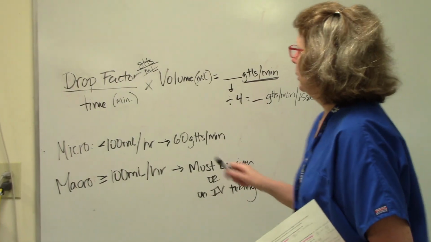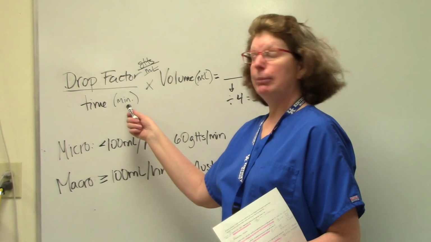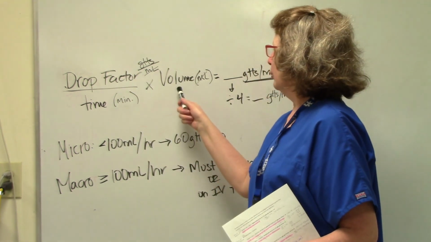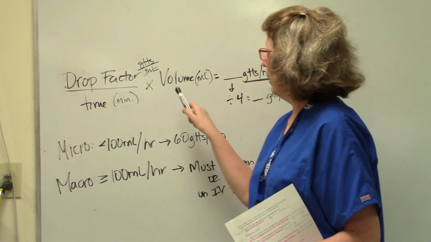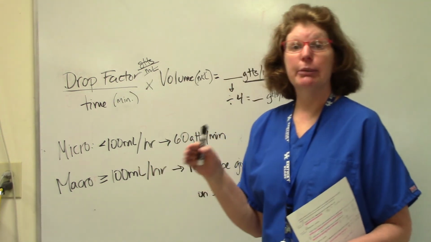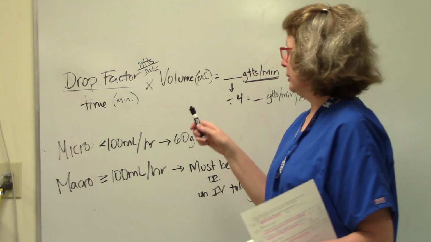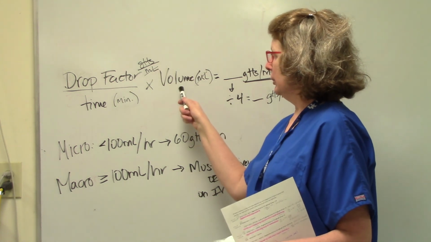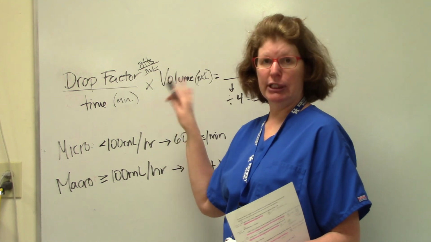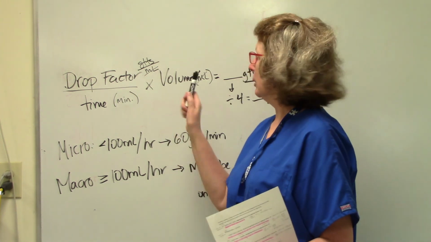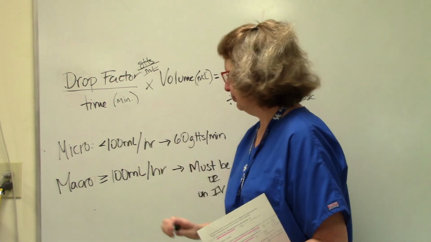You also need time in minutes, and you need volume in milliliters. And I like to make the note that the volume and the time need to be in correlation to each other. So it needs to be this volume in milliliters in this amount of time in minutes. And as we go through our problems, you'll see where you can do some variation there, but it's this volume and that amount of time.